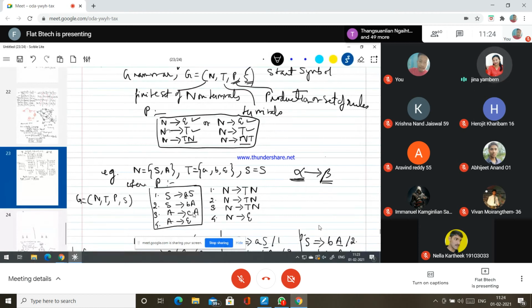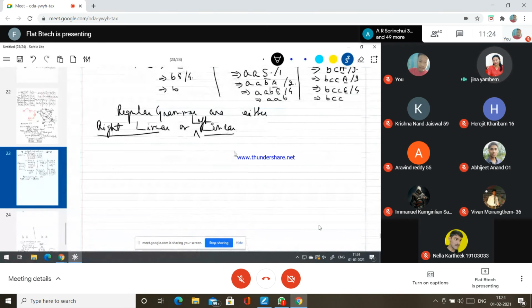When the non-terminal is towards the right side of the terminal, such kind is known as right linear. And when the non-terminal is towards the left side of the terminal, such kind is known as left linear. That is the definition of being right linear or left linear. Now let me take another example.